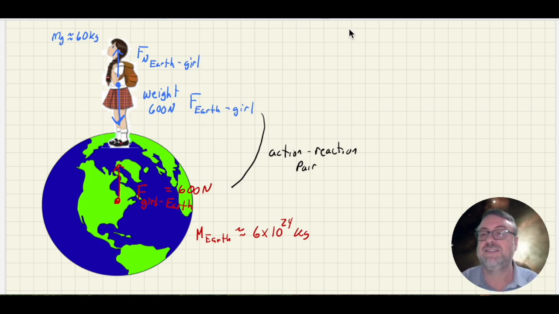Well, just as the surface of the Earth pushes up on the girl, the girl is also going to push down on the surface of the Earth. The Earth would feel a corresponding normal force of the girl on the Earth. This is another action-reaction pair.